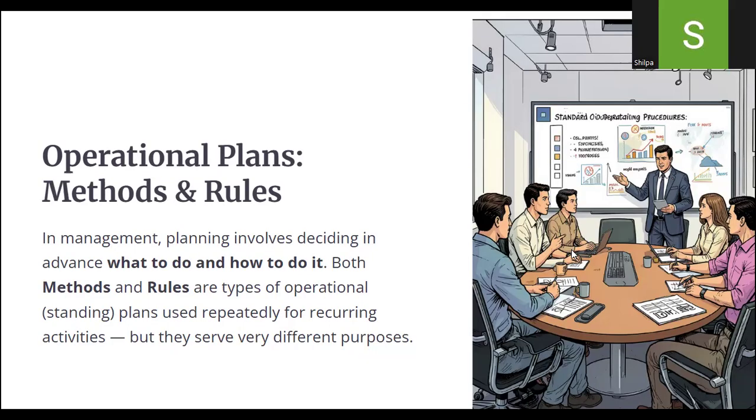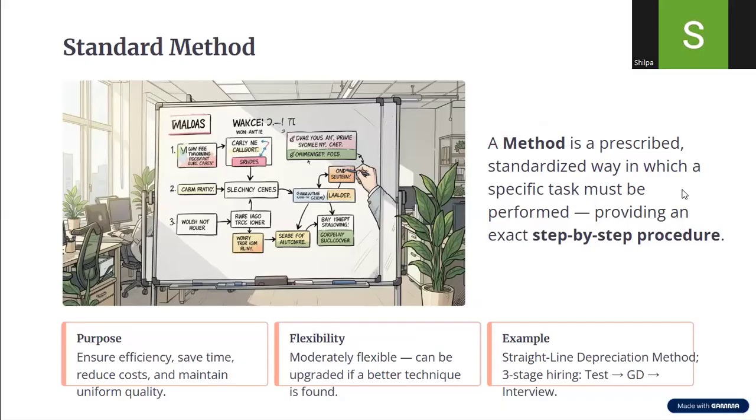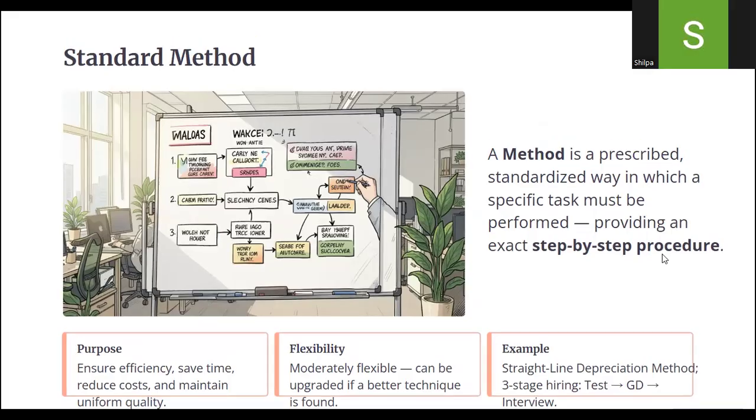So what is a standard method? A method is a prescribed standardized way in which a specific task must be completed, by providing an exact step-by-step procedure. Students, we have already seen what a procedure is, and a standard method tells you in detail how that procedure will be completed. So a standard method tells you the steps to be taken in order to complete a given task. Therefore, a standard method is a prescribed standardized way in which a specific task must be performed, providing an exact step-by-step procedure.